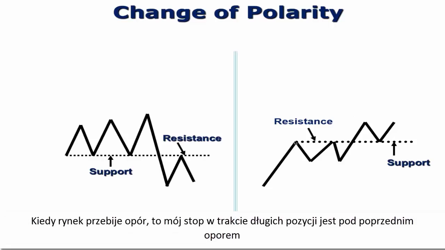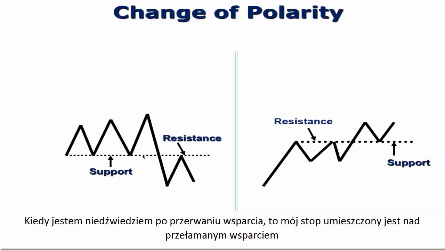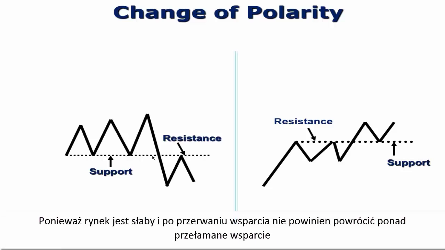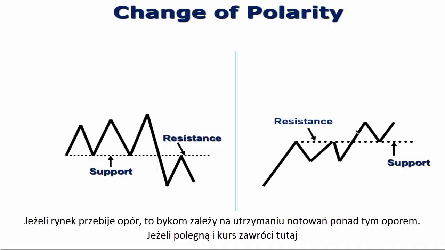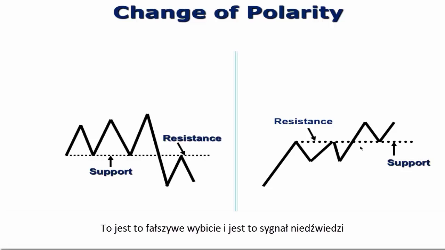If the market breaks above a resistance area, if I buy on a breakout, my protective stop is under the prior resistance. If I do a bearish trade, if the market breaks under support, my protective stop is above the prior support area. Because if the market is weak, once the market breaks support, it should not get back above the broken support area. If the market breaks above resistance, it's up to the bulls to keep the market above that resistance area. If they fail to keep above the resistance area and it pulls back here, that's a false breakout, and oftentimes that could be very, very bearish.